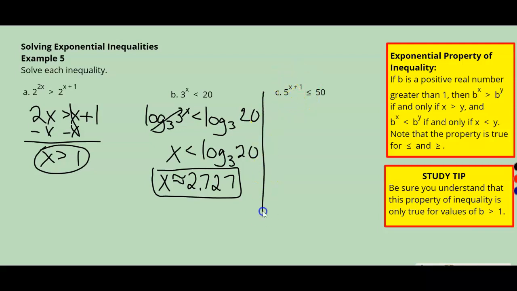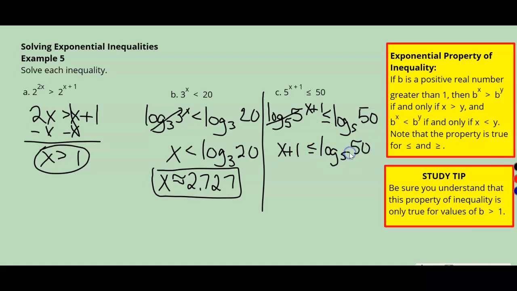So rewrite this as a logarithm. So I'm going to have log base 5 of 5 to the x plus 1, and that's going to be less than or equal to log base 5 of 50. All right, log base 5 of 5 equals 1. That cancels and leaves me x plus 1 less than or equal to log base 5 of 50.